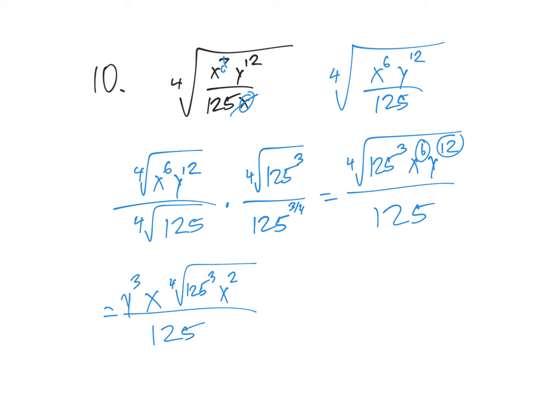All right. At this point, you need to figure out what 125 cubed is. 125 times 125 times 125. Okay. We're going to leave it like this. So x, y cubed, because we're out of time. And that would be 125 cubed, x squared, all over 125.